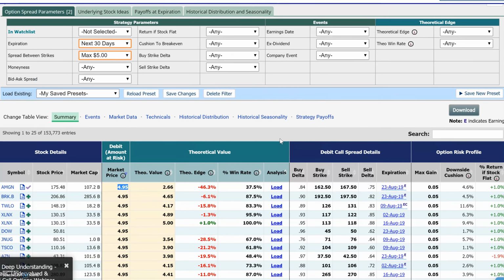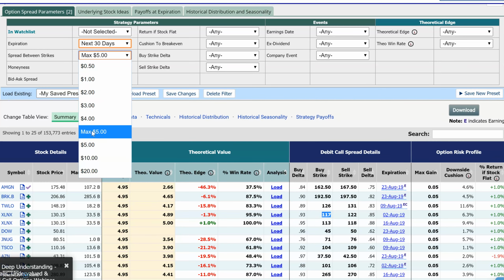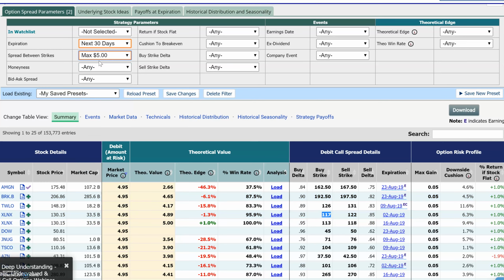And let's just do a scan here to look for potentially good bullish call spreads. It's also defaulted to the spread between strikes being $5 max. You'll have $1, $2, $3, all the way up to $5, and you could change that, go $0.50, $1. Let's leave that at the max of $5. And here, what's important is, let's look for positive theoretical edge. So we want to see call spreads that look good based on the historical data, so they're priced well.